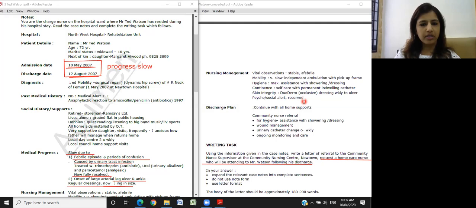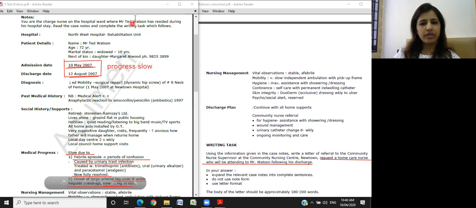So remember, the hospitalization detail is background. The main focus is on current condition. And because of that, the discharge plan is a very important aspect. So what is the discharge plan saying? Continue with all home supports. So what are all the home supports that he's receiving? You can see in the social history. So what is the home support that he's receiving?